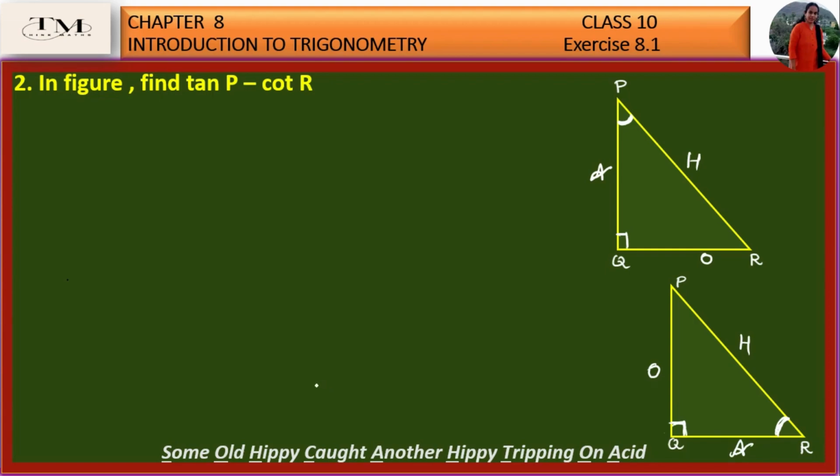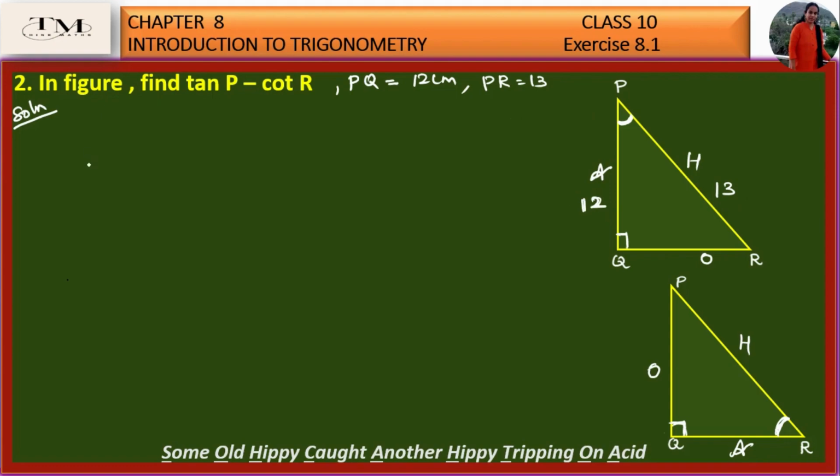Okay children, now we have to find out tan P minus cot R. Here PQ is equal to 12 centimeter and PR equal to 13 centimeter. In the figure, it is given that PQ is equal to 12 and PR is equal to 13. In the same way, by using Pythagoras, we have to find out QR. These values are given in the question, 12 and 13 are written in the diagram.